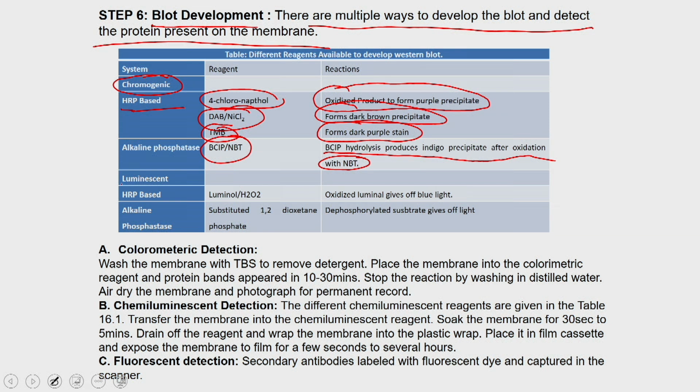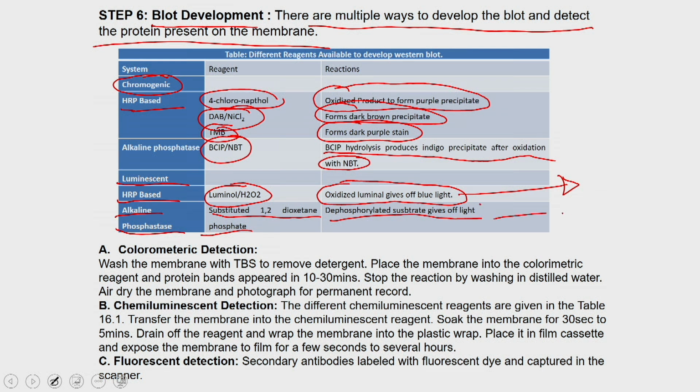You have the luminescent substrates also. For example, for HRP you can use luminol and H2O2, and that is going to be oxidized to give you light, which you can detect in the chemiluminescence system. Similarly, for alkaline phosphatase, you can use substituted 1,2-dioxetane phosphate, and that also is going to give you light which you can detect in the chemiluminescence system. So, you have the colorimetric detections using these substrates, or you have the chemiluminescence detections.